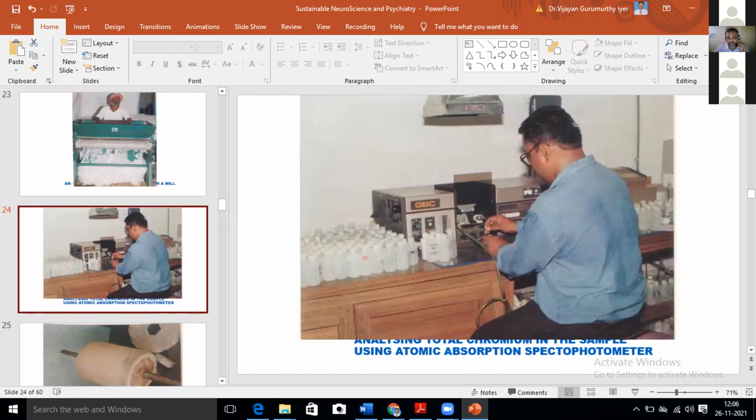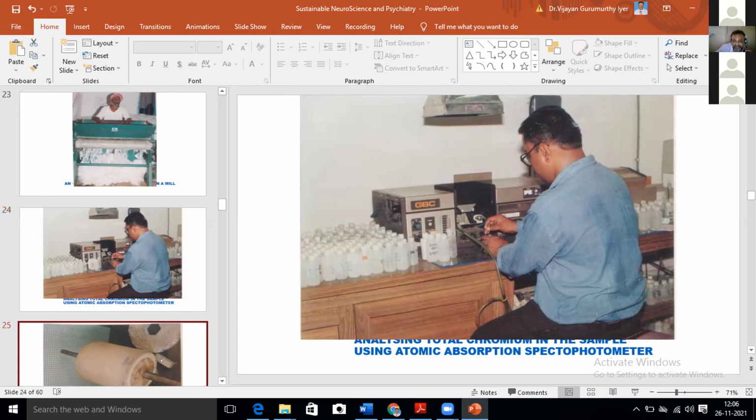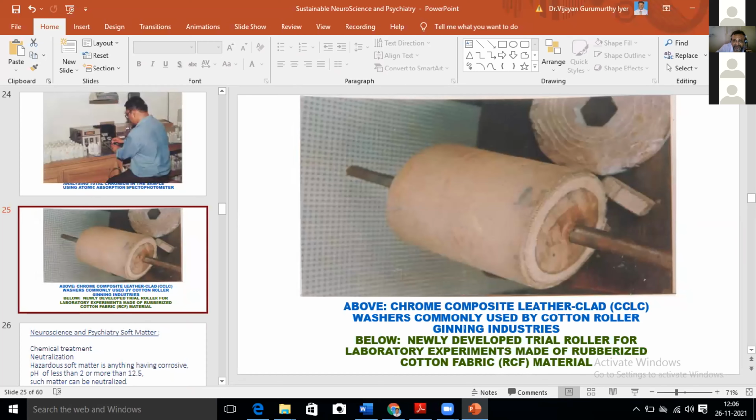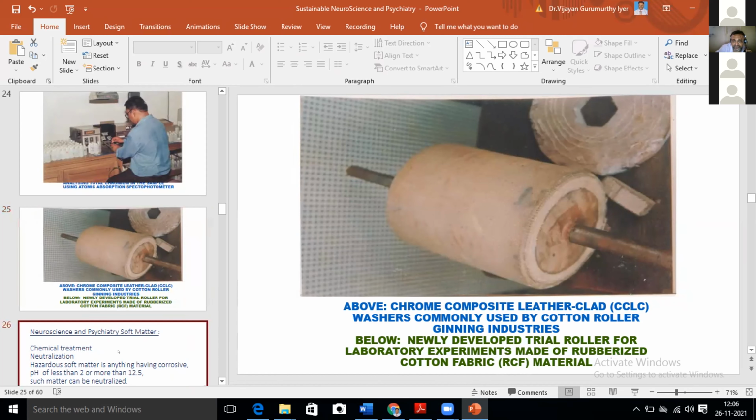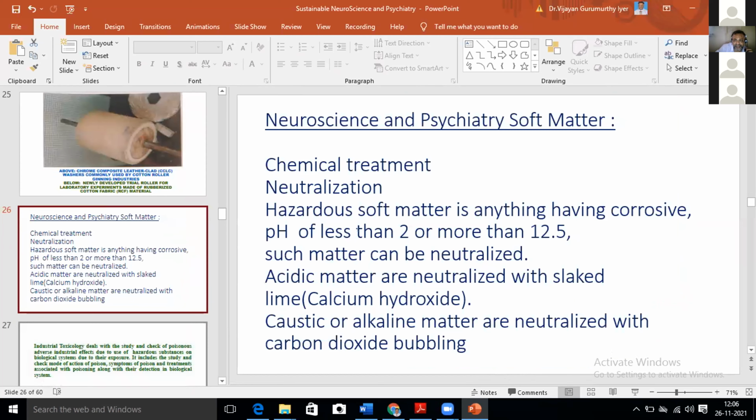So this is the chromium nano level assessment that has taken place. For example, chromium poisoning is 0.1 mg per liter. Beyond that, it is producing cancer effects, cancer brain effects, cancer neuro effects, cell effects, and that's why the chromium pollution has to be controlled in the industry. So it is a rubberized cotton fabric roller sample, which is 100% pollution free, and it has to be used in the industries. Neuroscience and psychiatry soft matter.